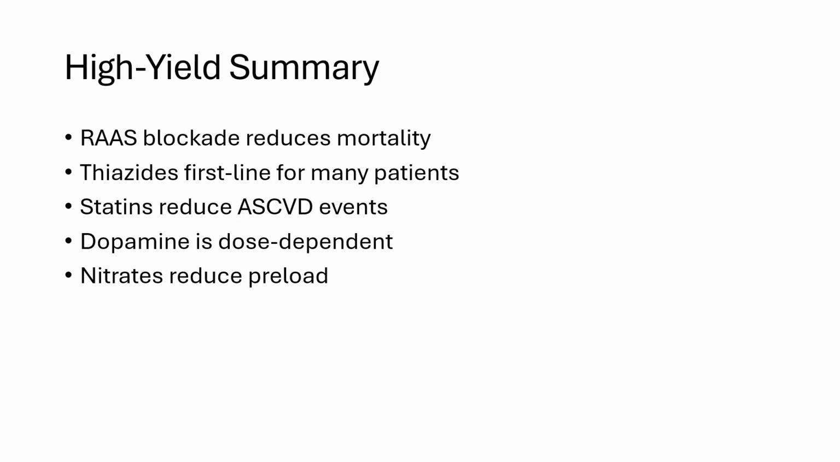Okay, so some quick high yield takeaways. First, RAAS blockade reduces mortality. So this is our ACE inhibitors and ARBs. They are not just blood pressure medications. They provide cardiovascular and renal protection and improve outcomes in heart failure and post-MI patients. Very, very important. Secondly, our thiazides are first line in many patients with uncomplicated hypertension.